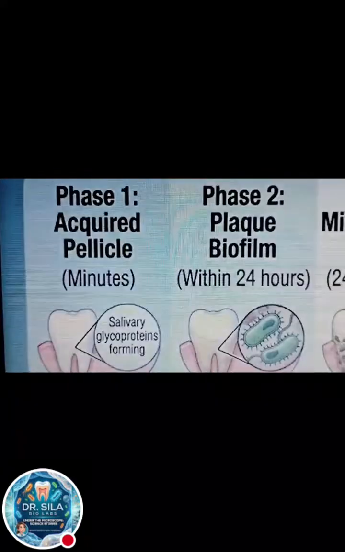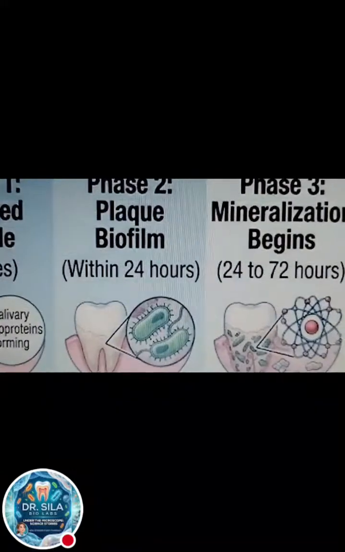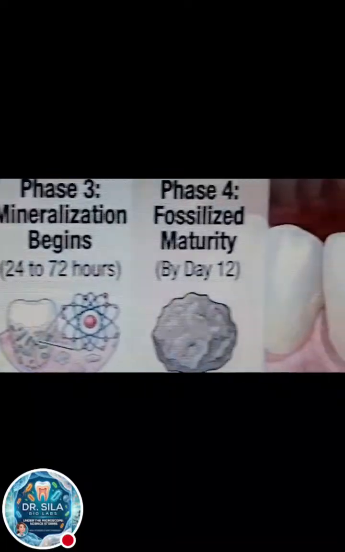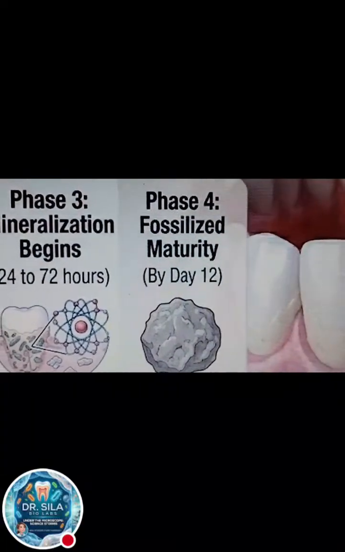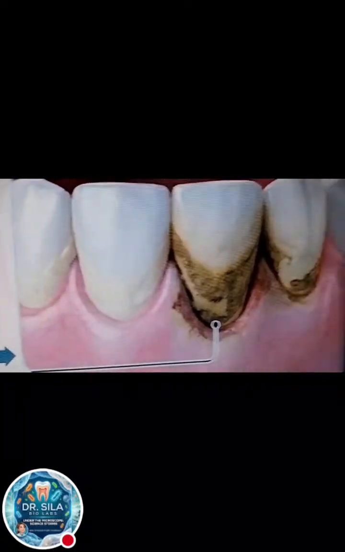Phase 1, acquired pellicle, salivary glycoproteins. Phase 2, plaque biofilm within 24 hours. Phase 3, mineralization begins. And Phase 4, fossilized maturity by day 12, leading to the calculus.